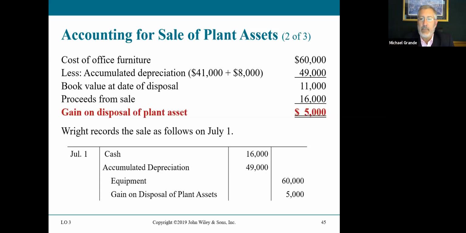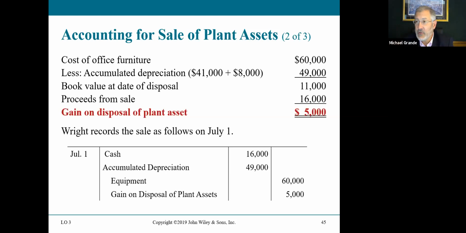Here's the journal entry. So there are essentially 4 things you need to do. Record the cash, remove the old accumulated depreciation, remove the asset, and then record the gain or loss. Receiving the cash is the easy piece. Cash goes up, receive cash, debit cash for $16,000. Debit accumulated depreciation. Accumulated depreciation has a normal credit balance. To get rid of it, you need to debit it. That's what they did here.